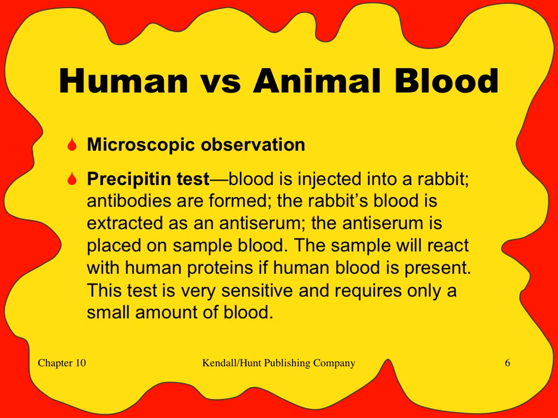What they'll do is they'll take that blood, inject it into the rabbit, and then the rabbit's blood reacts, and they take it back out. If the antiserum is placed on our sample blood and it reacts with the human proteins, then we know that there is human blood present. Okay, this is very sensitive and it only requires a small amount of blood, which is good.